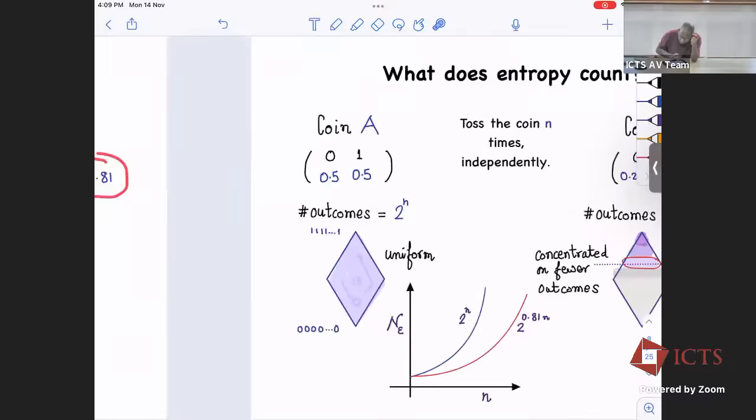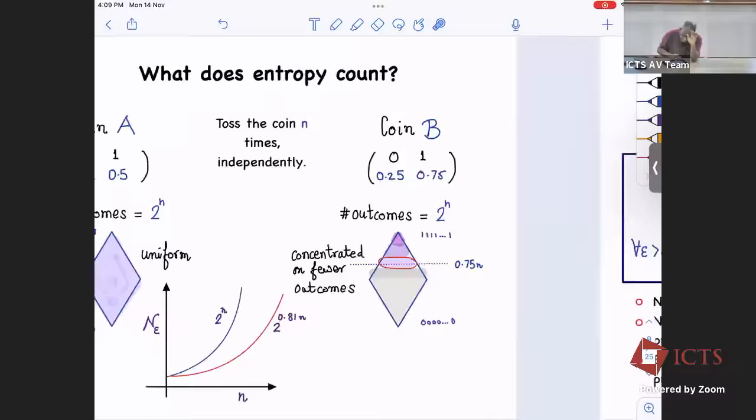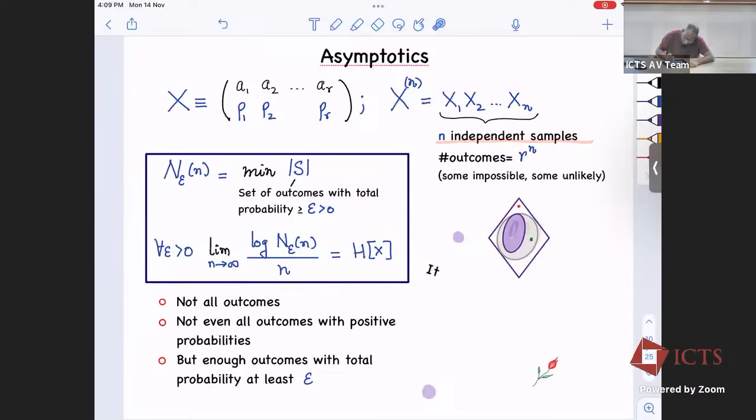Okay, so let me explain this in general. If you have a random variable X and you are taking n independent samples from it and you get this sequence, and you look at its probability, there are various sequences. How many sequences are there in this?